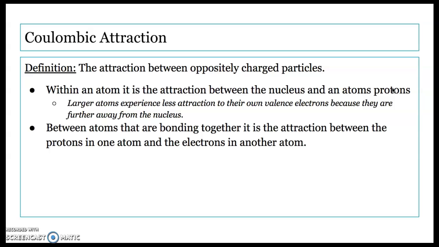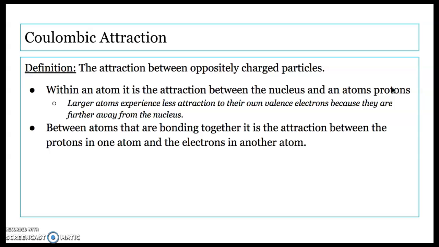Larger atoms experience less attraction to their own valence electrons because they are further away from the nucleus. So there's more crowding going on. The more layers we have, the more energy levels we have, the harder it is for that nucleus to be attracted to its own electrons. Then between atoms, if they're bonding, it's the attraction between the protons in one atom, so the nucleus of an atom, and the electrons of another atom.